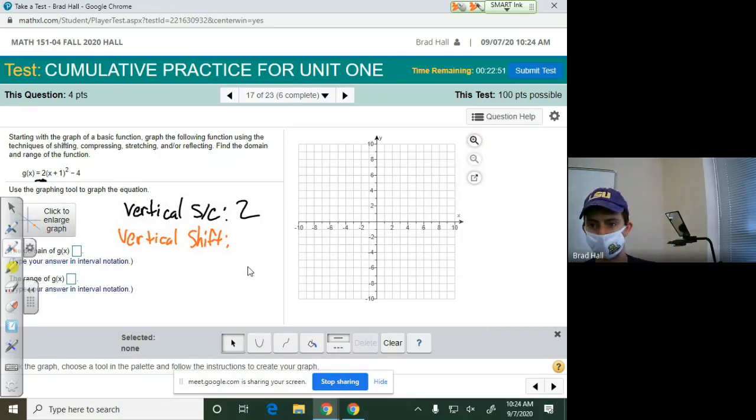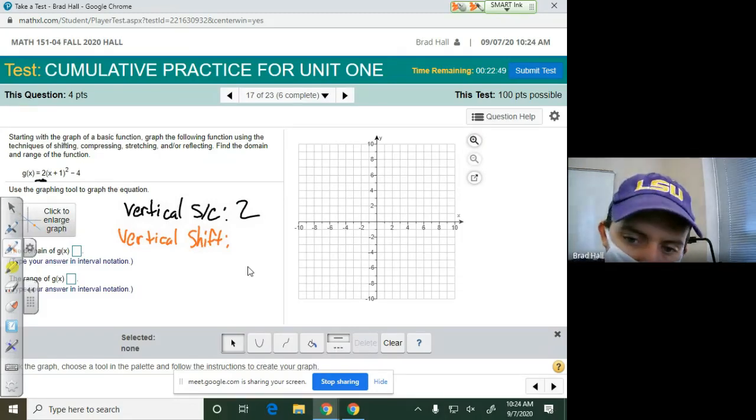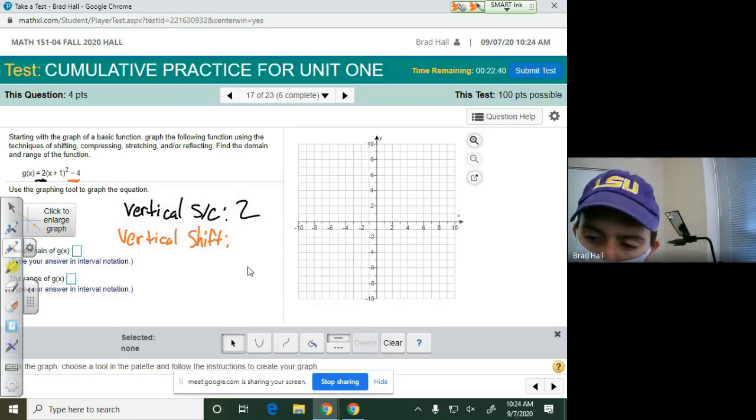This is going up or down, which is determined by a number that is adding or subtracting to the function directly, and not the x variable. This is also a verbatim operation, which means that if we subtract 4, that means we are going down 4.